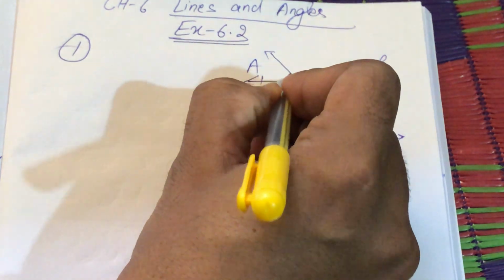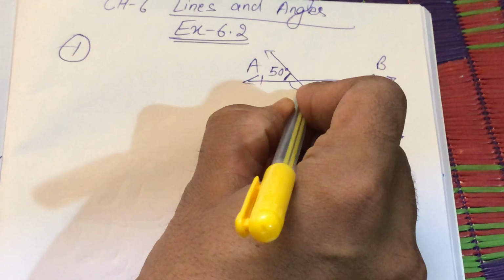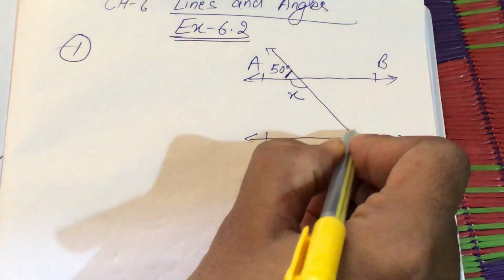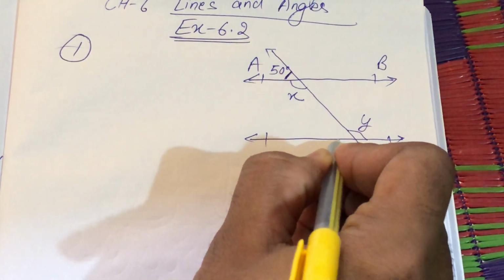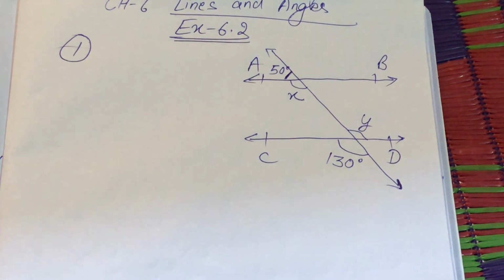This angle is given as 50 degree. This angle is 50 degree. This angle is given as X. This angle is given as Y. And this angle is given as 130 degree. Okay, so what we are given and what we need to find out.